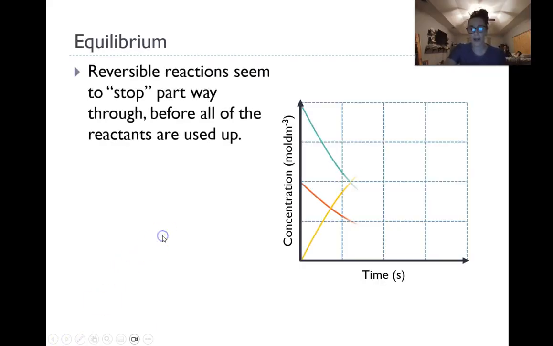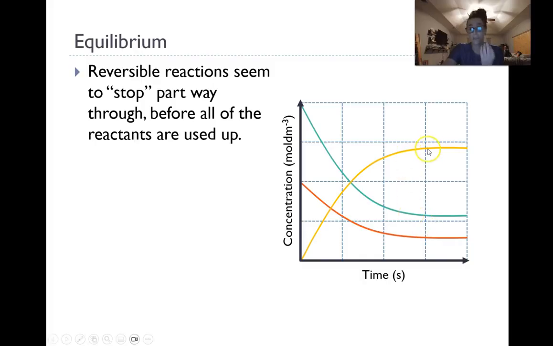If we took a look at a graph of concentration of reactants and products versus time on the same graph, where the green and the red represent the reactants, you can see they're going down with time, and the yellow represents products, you can see that it is going up with time. They seem to stop partway through before all the reactants are used up. So this is not the same thing as saying the reactants are running out, like we saw for kinetics graphs back in our last unit.